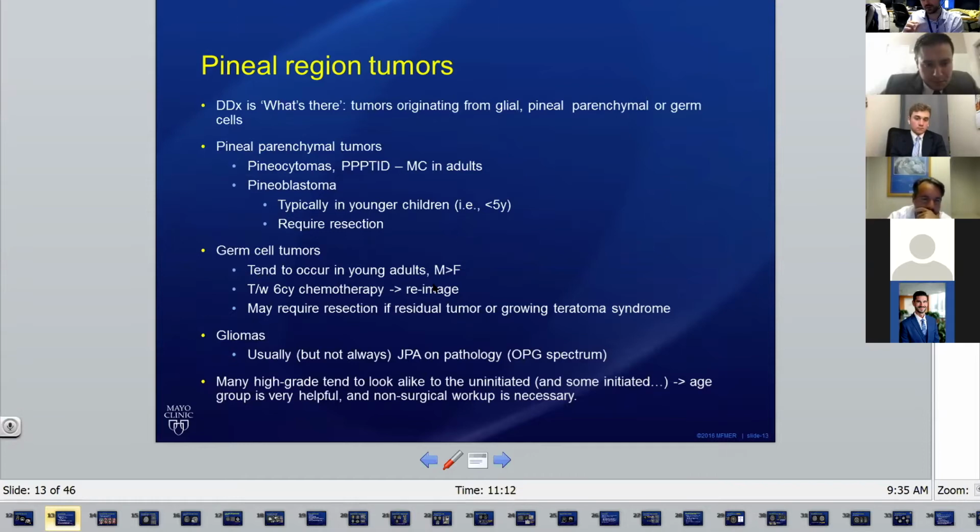Pineoblastomas are much more common in kids. They tend to occur in younger children, less than 5 or 6 years of age. And this is a surgical disease. They require surgical resection to the extent that it can be achieved.